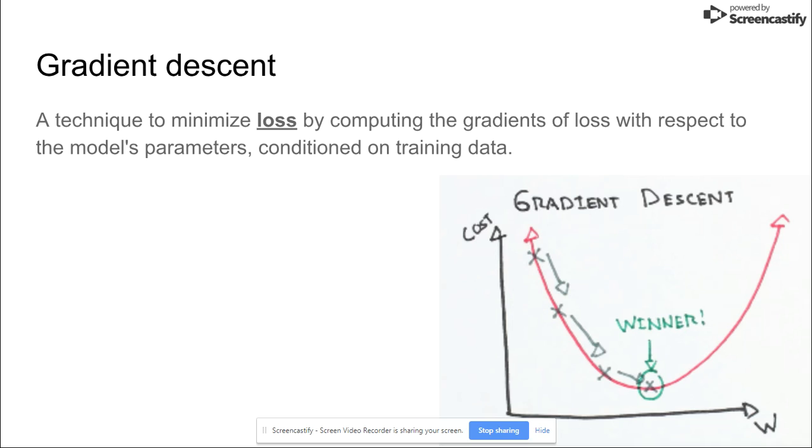Gradient descent. This is a bit hard to understand, but let's do my best to explain it. A technique used to minimize loss by computing the gradients of loss with respect to the model's parameters conditioned on the training data. This is another one of those Google developer definitions, which is pretty hard to understand.